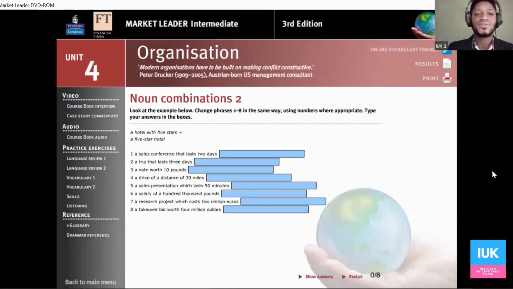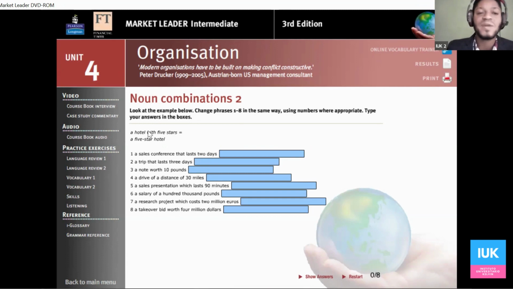Noun combinations 2. So here, look at the example below. Change phrases 1 to 8 in the same way using numbers where appropriate. Type your answers in the boxes. Look at the example below. Change phrases 1 to 8 in the same way using numbers where appropriate. Type your answers in the boxes.